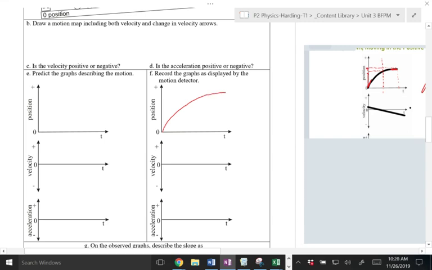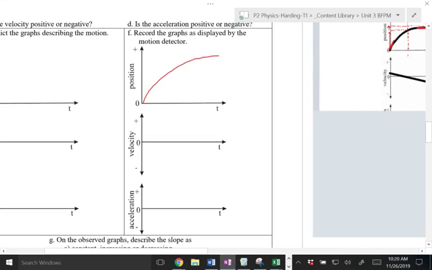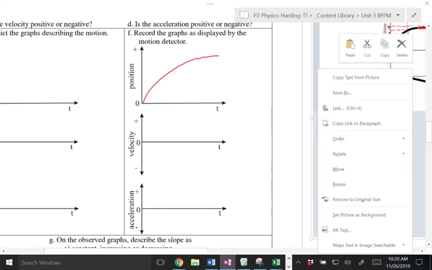Now, if that's the position time graph shape, what should the velocity versus time graph look like? I need you guys to put some more thought into that at the moment. What should the velocity versus time graph look like if this is the position graph and velocity is the slope on the position versus time graph?